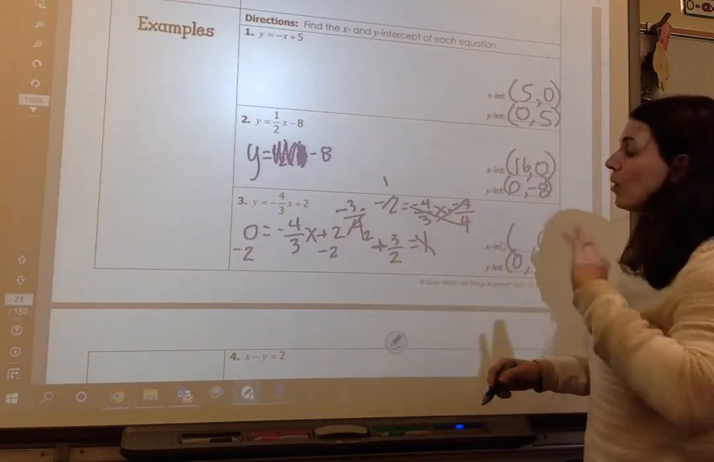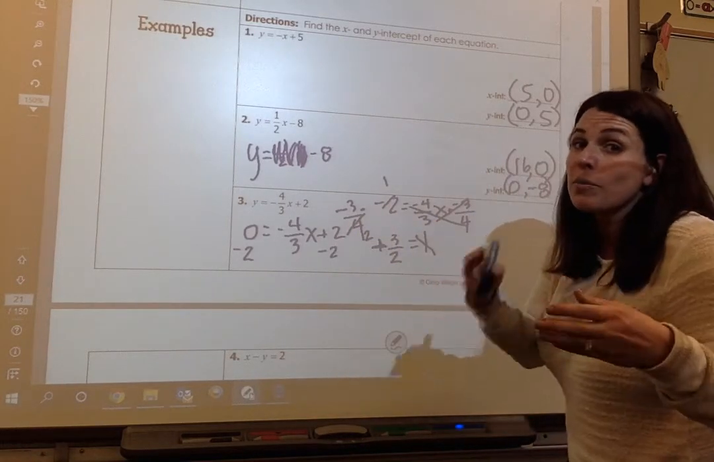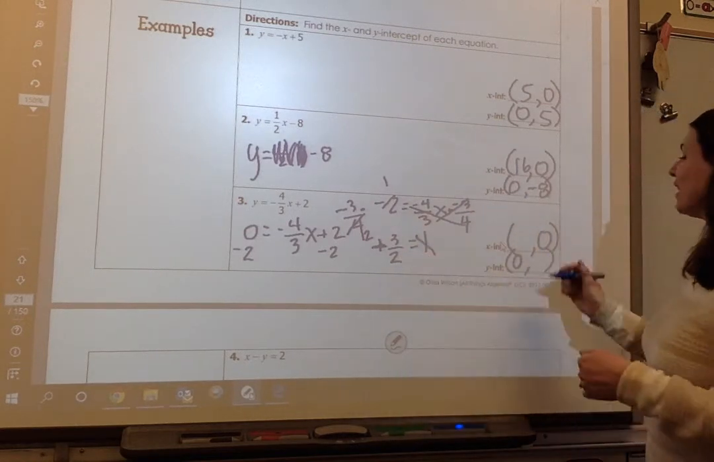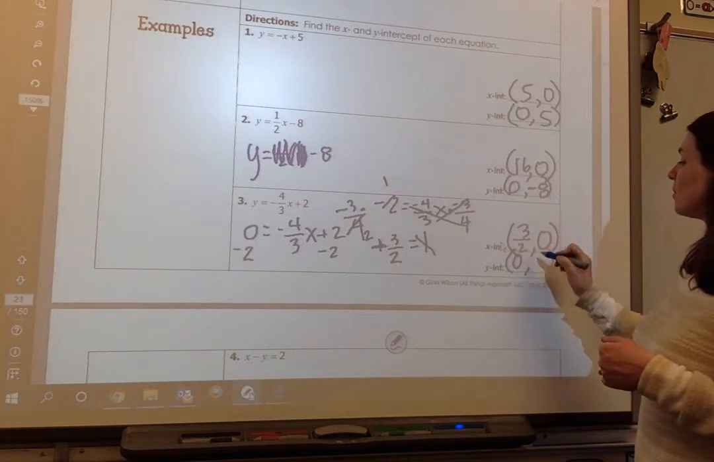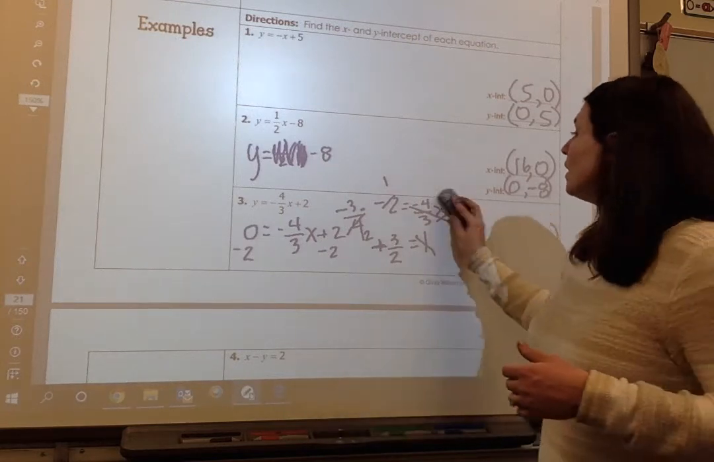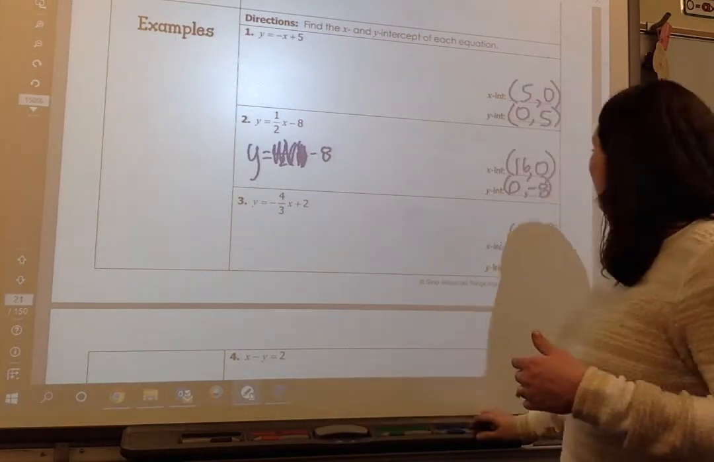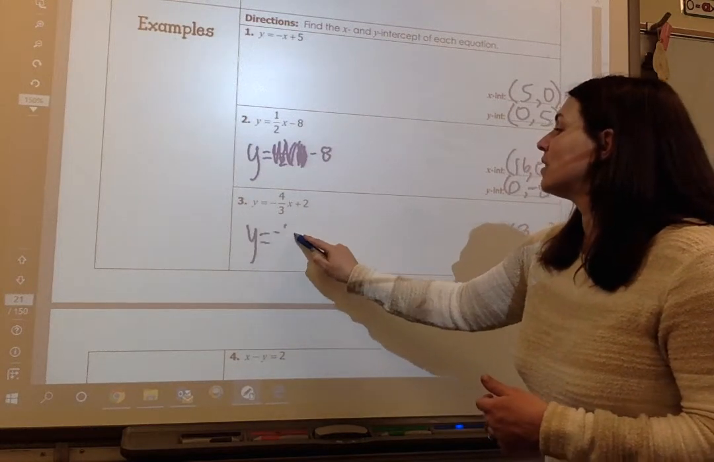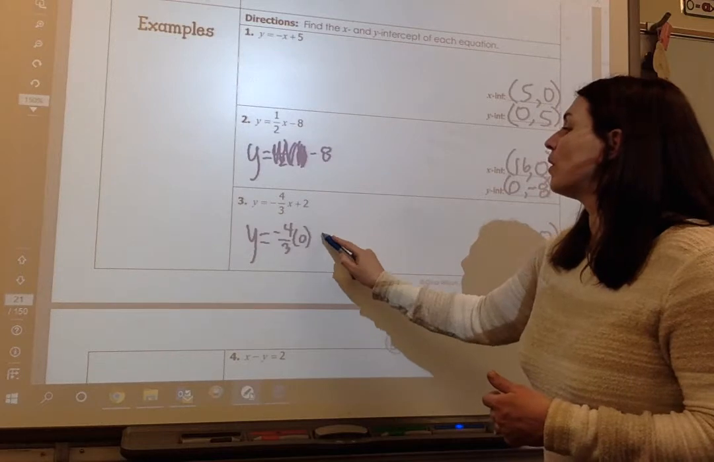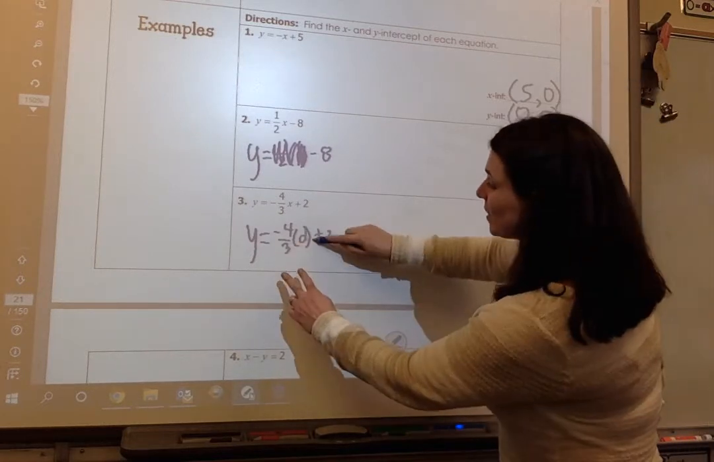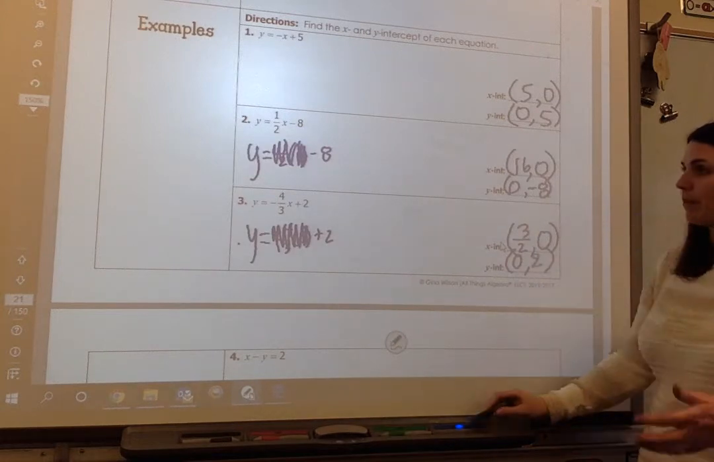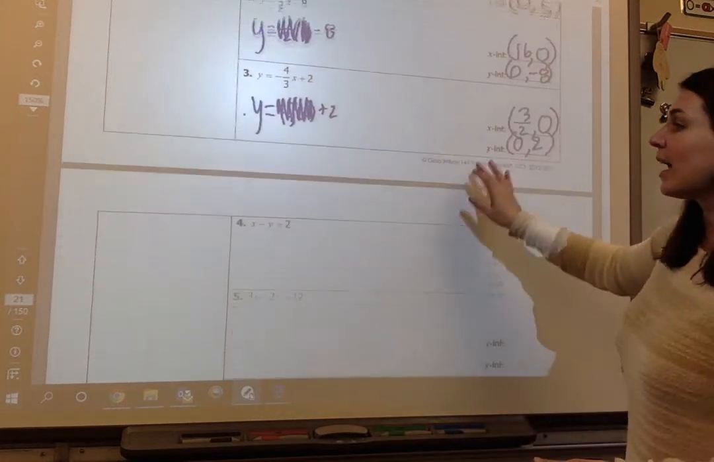3/2. So remember when I said make sure you know how to multiply fractions and a whole number since the beginning of the year? This is where it comes in handy. So my x-intercept is 3 over 2. If I want to solve for my y-intercept, my x value is 0. So y equals -4/3 times 0 plus 2. But anything times 0 cancels out, and I'm left with y equals 2. Bam. Okay? So that's x and y intercepts.